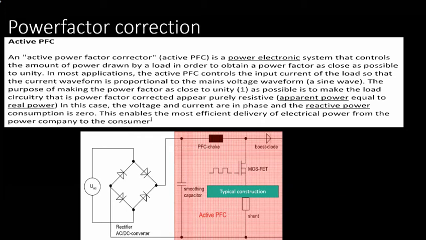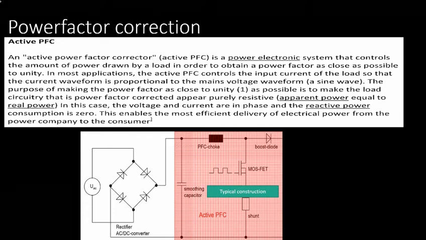And what this does, this is an electronic circuit. It actually controls the current that it is going to draw from the source. So as you can see, the active power factor control controls the input current. That's the fundamental difference. It controls the input current of the load so that the current waveform is proportional to the mains waveform, thereby getting to a situation where the power factor can be as close to unity.